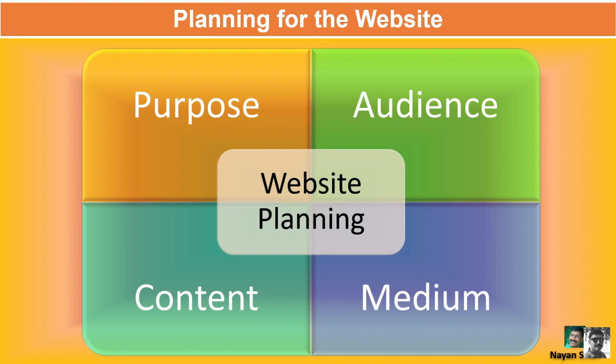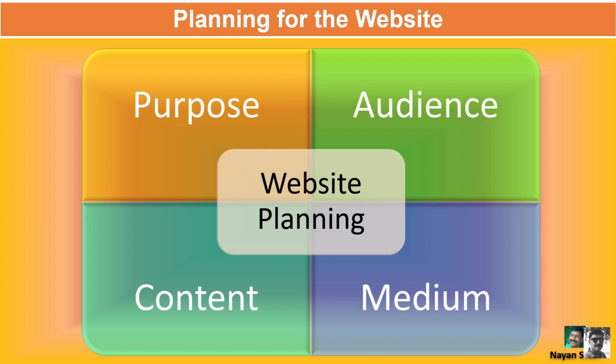So website planning contains 4 points. If we start from the upper left, it is the purpose of the website. Second is the target audience, who is going to see your website. Third is the content of the website. And fourth is the medium of the website. These are the 4 points one should keep in mind while planning for a website.